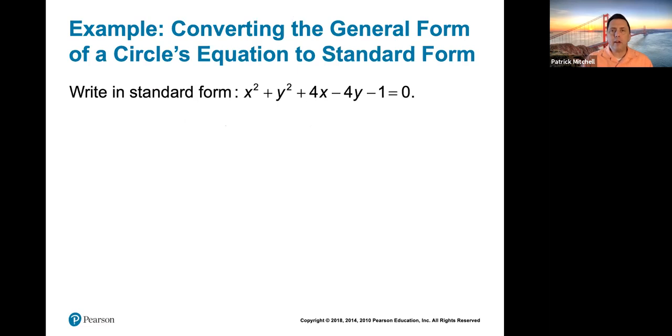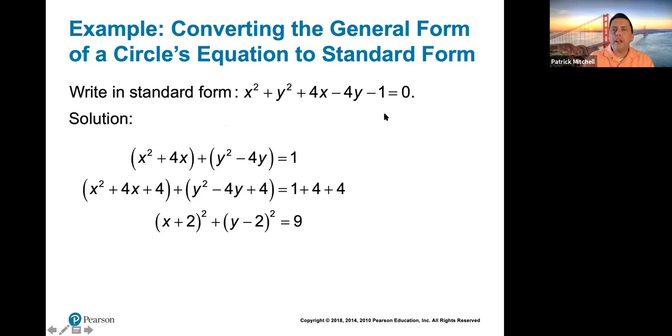So here is an equation that's written in general form, and we want to convert it to standard form. The equation in general form is x squared plus y squared plus 4x minus 4y minus 1 equals 0. By the way, we're going to do another example of this next, which is not all written out. I'm actually going to ask you to try it first, and then I will do it on the tablet.